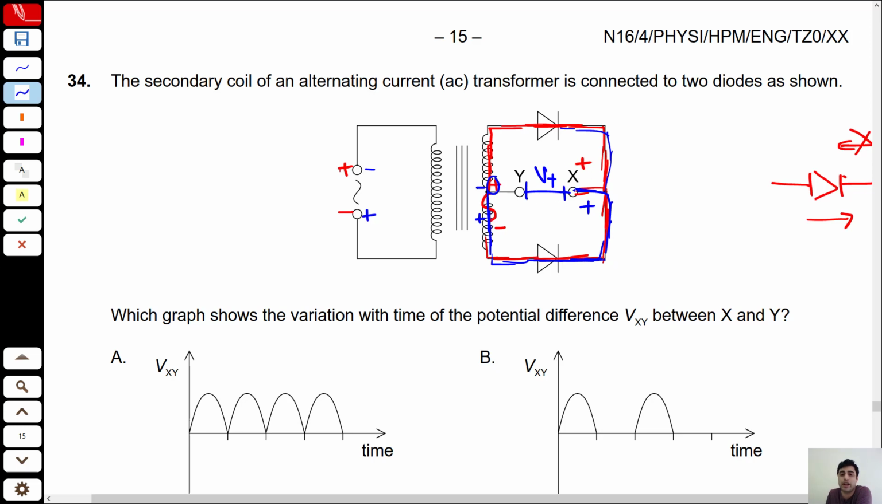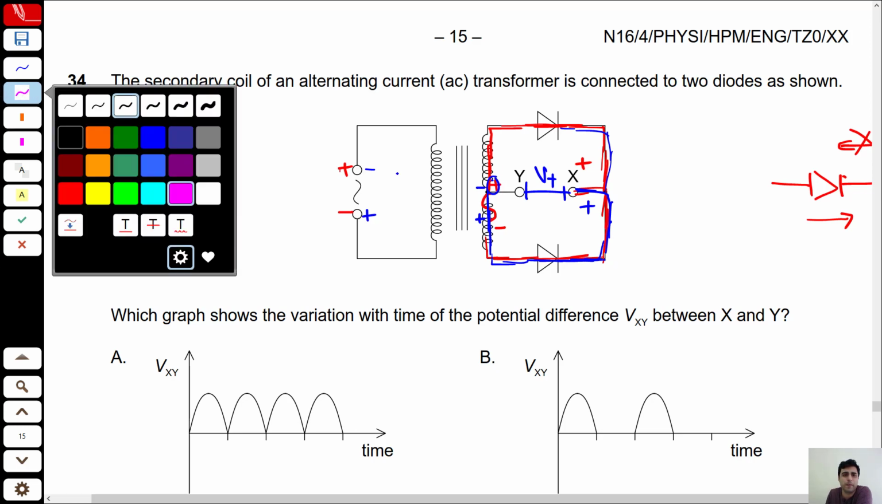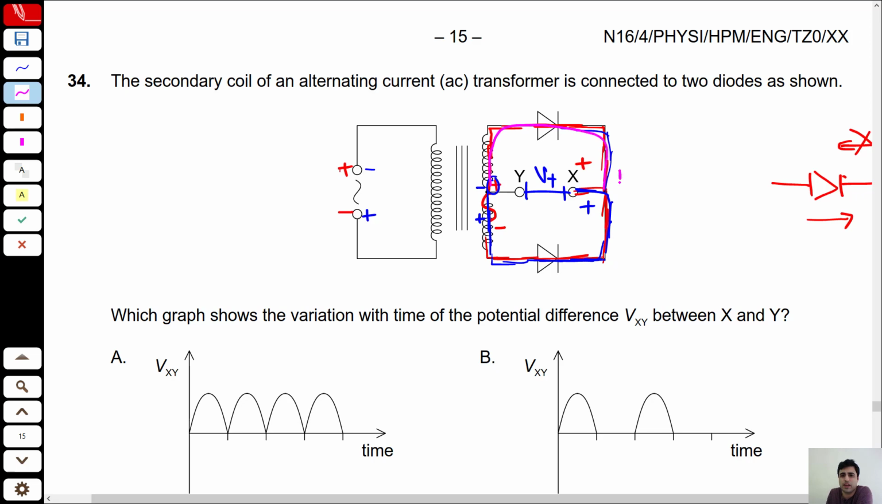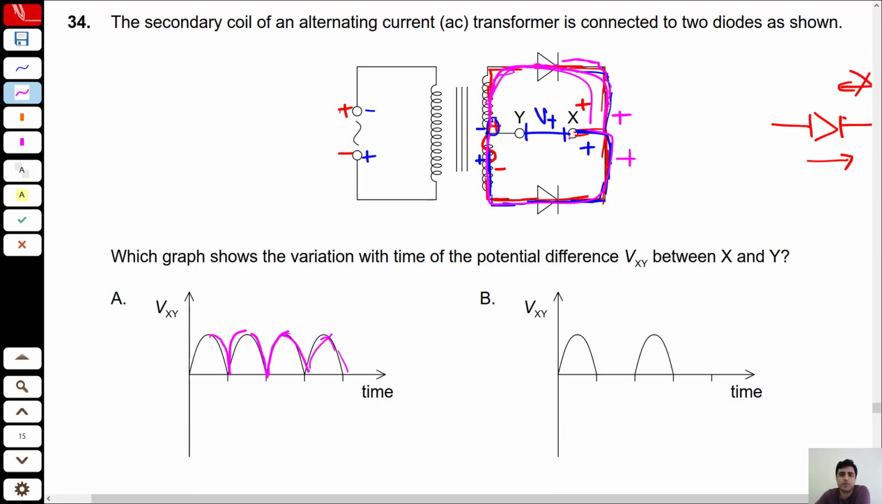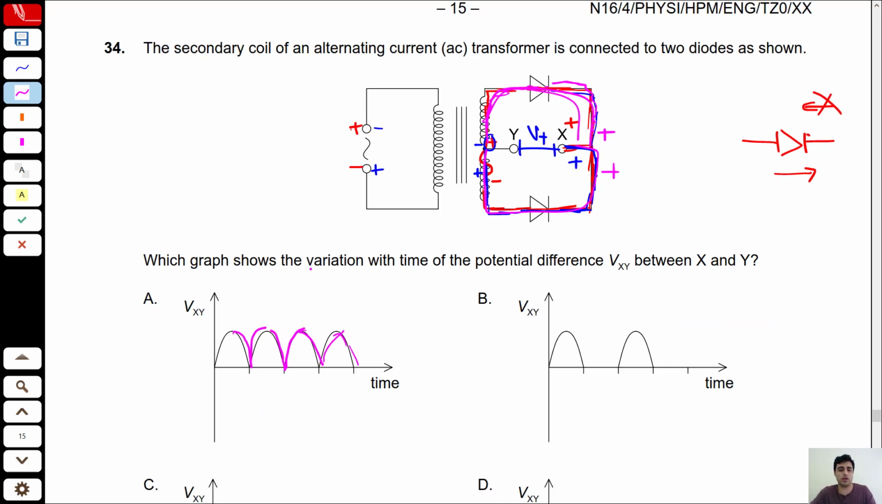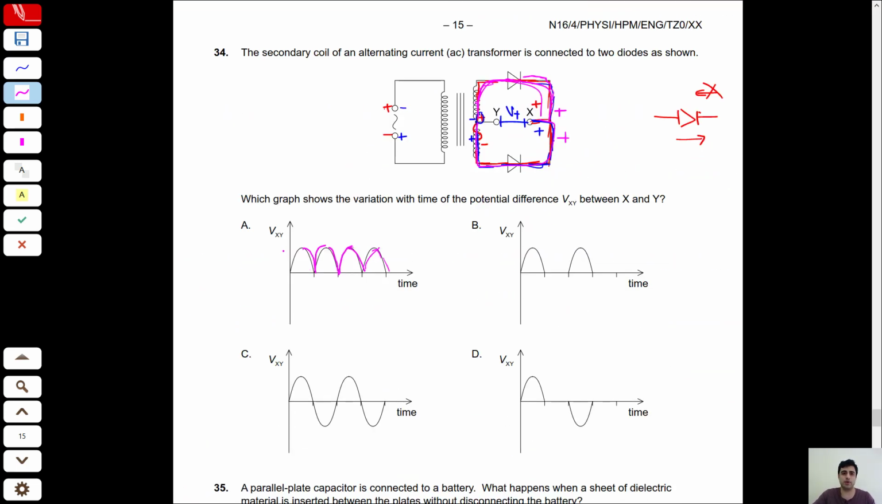So for example, if this side is receiving plus, and then when this side is going away, immediately after, the positive side starts to grow. And then when this positive side starts to die out, the other side starts to grow positive. So no matter what the terminal voltages are, the voltage between X and Y will always be positive. So it will be A part, diode problem.